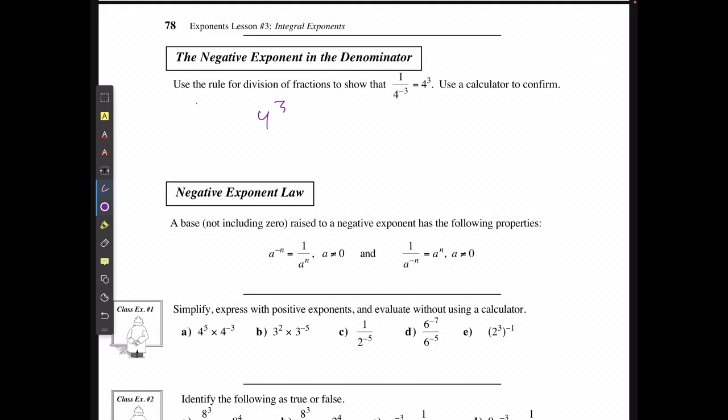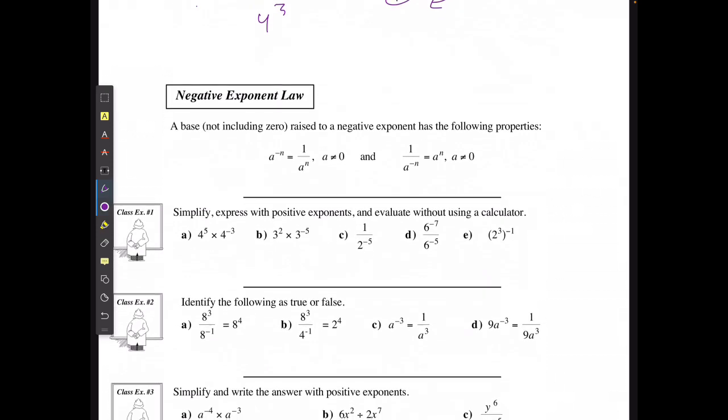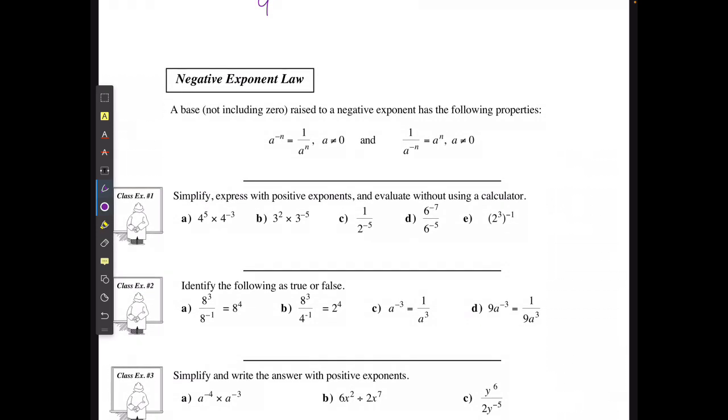So, just like how if it was in the numerator, or by itself, it moved into the denominator, if it's already in the denominator, to get rid of the negative, I move it into the numerator. And we see the simplified examples of that here.